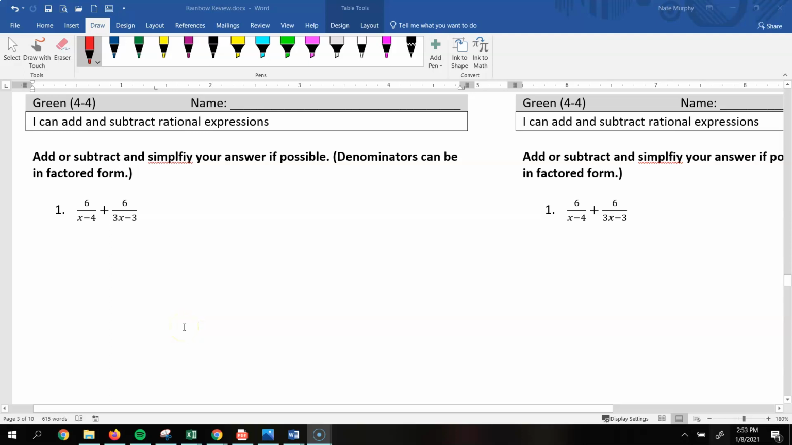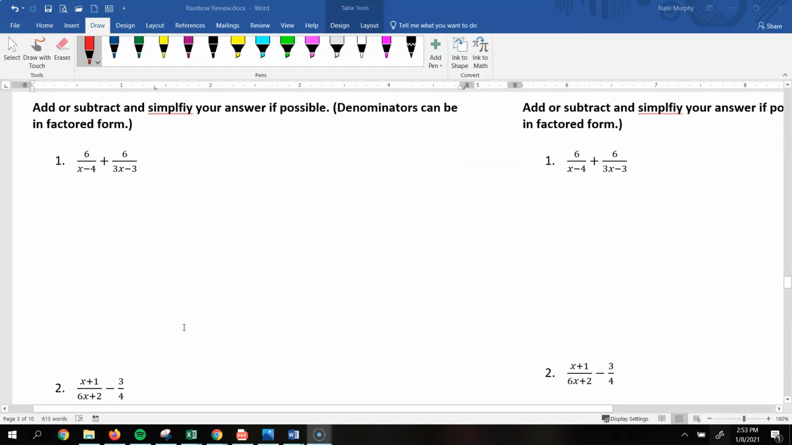All right, in this video we're going to look at the green section of your review. So again, there's a little typo there. But let's look at how we would add these two fractions. And so when we add a fraction, remember we need to have a common denominator. So we need to first figure out what our factored form of each denominator is going to be.